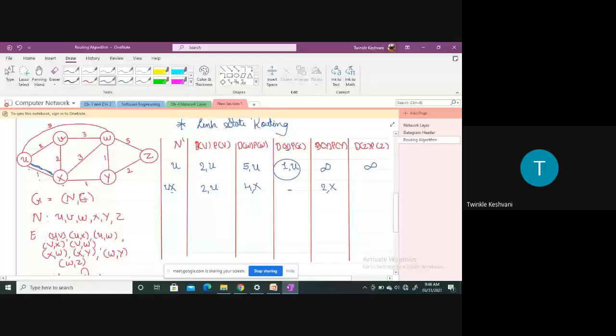Now if I want to reach Z, the path still does not exist, right? If there were a blue line here, then we could reach Z. I would reach Y, and after that Z. But still there is no blue line between X and Y. That means the path is not established between X and Y. So I cannot reach Z also. So here again infinity will be there.